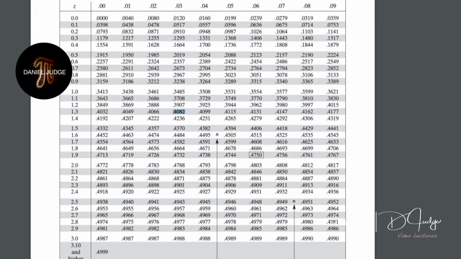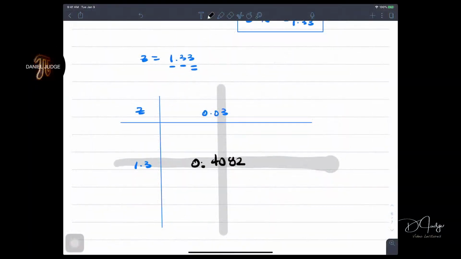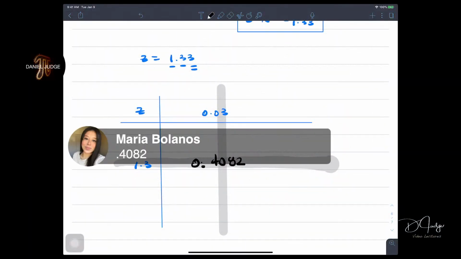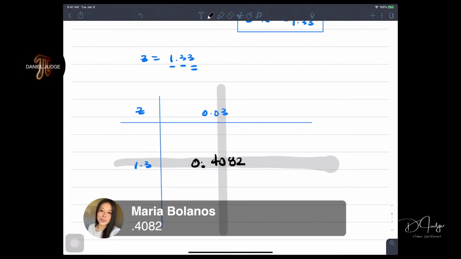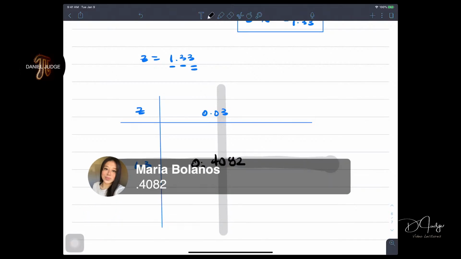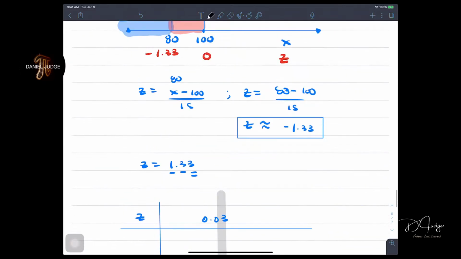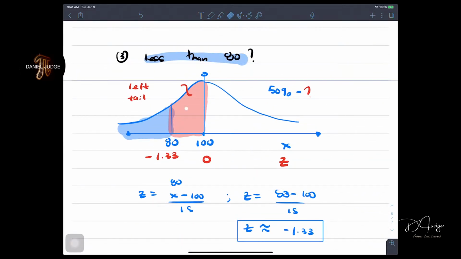Okay, it's 0.4082. And that's what we're looking for. So thank you, Maria. You had the right answer, 0.4082. And that's not the final answer, though. 40.82%. That's what's missing here.